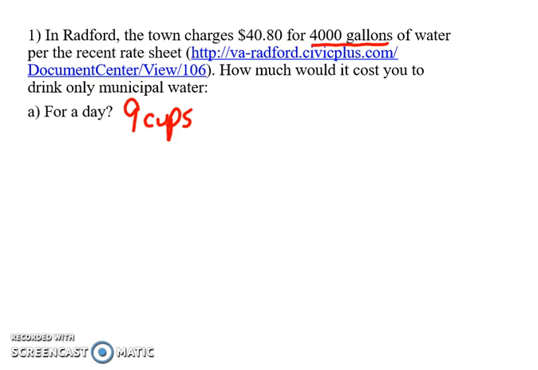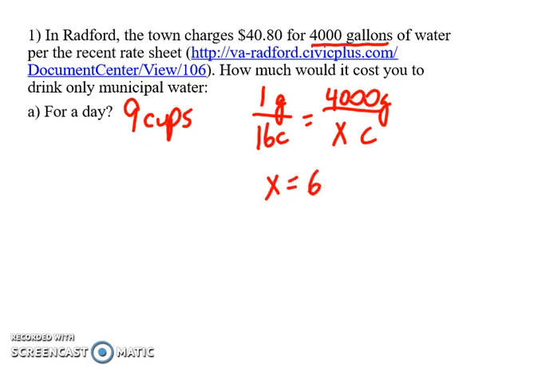So I know that 1 gallon is equivalent to 16 cups. So I'm looking at 4,000 gallons being equivalent to X cups. So if I do that, I'm going to get that X equals 64,000 cups. So I know that that 4,000 gallons is equivalent to 64,000 cups.